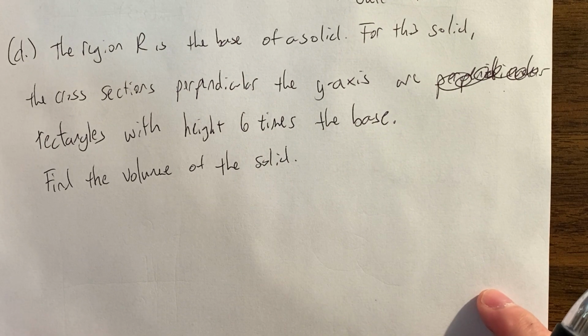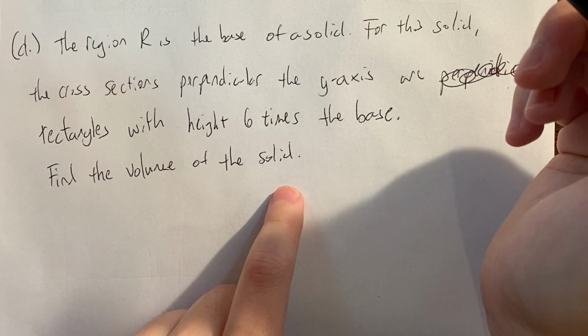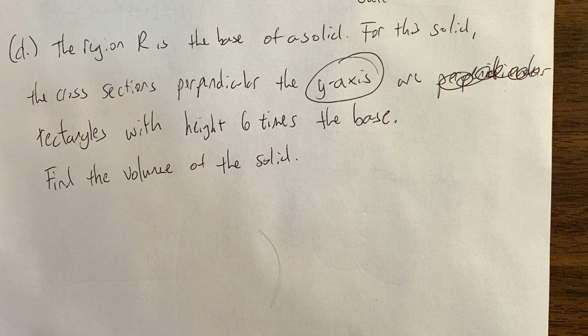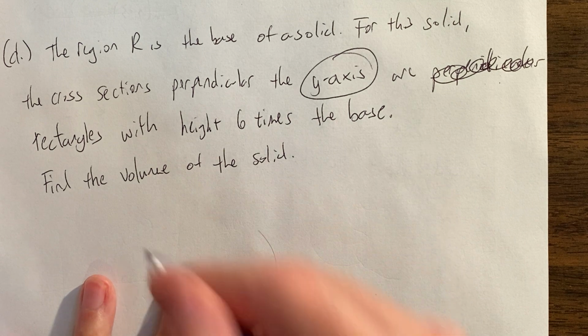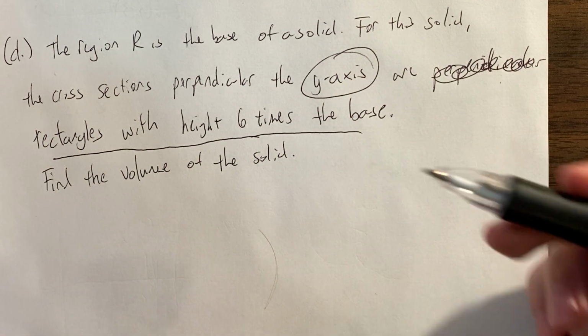So this last question is going to be a cross-section question. So remember that in cross-sections, there are 2 givens that are important, and everything else is basically fluff. So we have the y-axis. This is the first time we're using the y-axis as our perpendicular axis for cross-sections. That's the only 2 cases, either the x-axis or the y-axis. And then the shape matters. So it's a rectangle with heights that are 6 times the base.